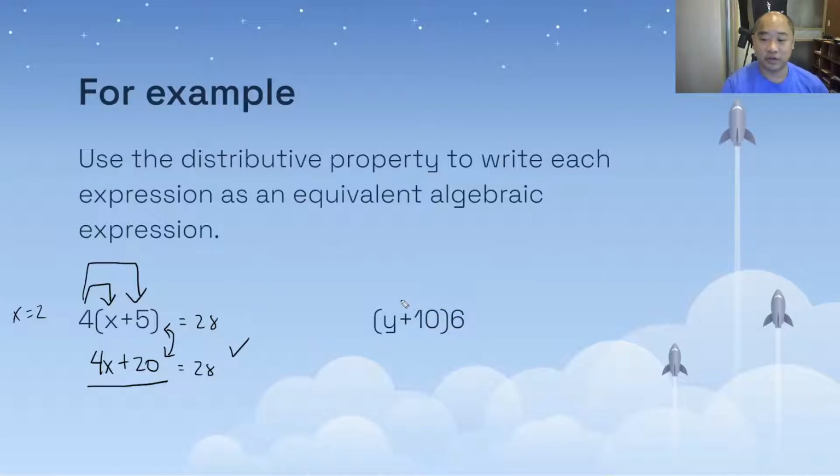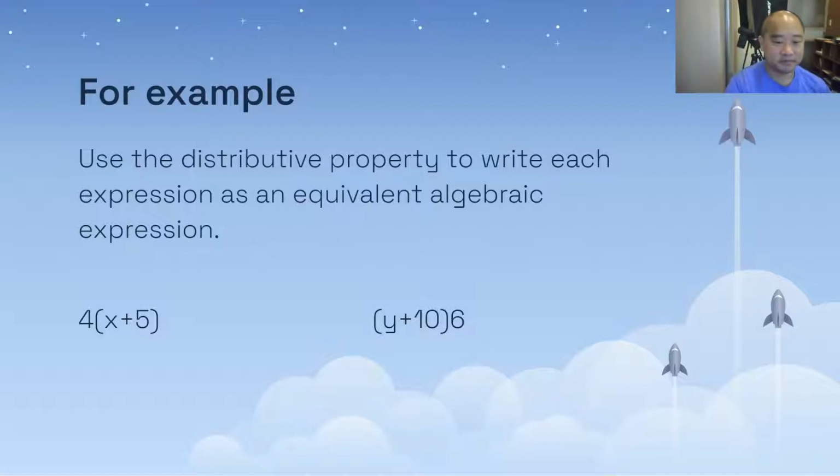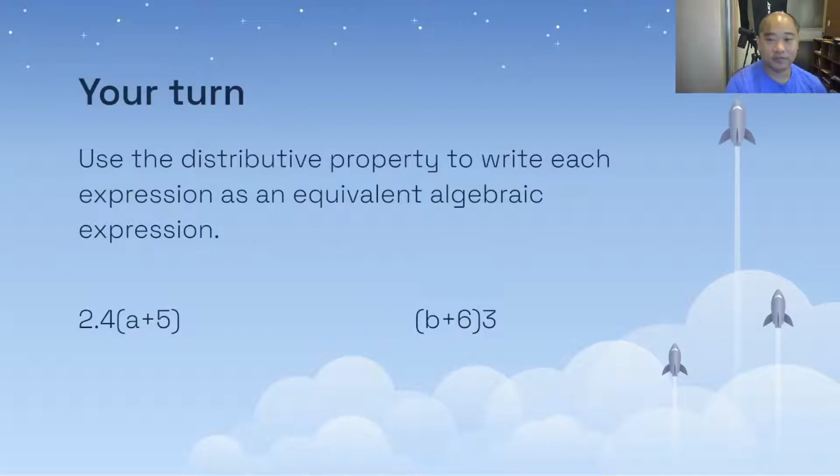Okay, so let's do it over here again. 6 times y is 6y. 6 times 10 is 60. And the operation we have in the middle here is plus, so these are going to be added together. Simple as that. Okay, your turn. Use the distributive property to write an equivalent expression again.